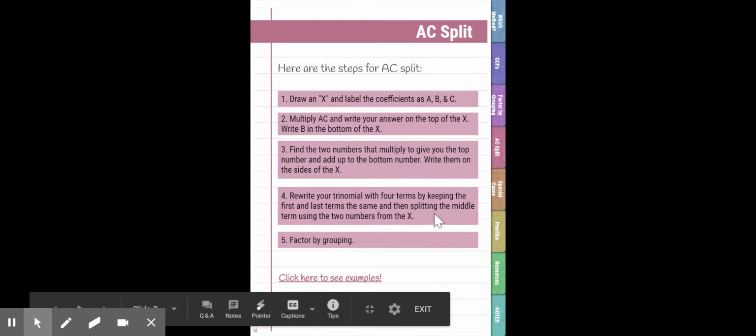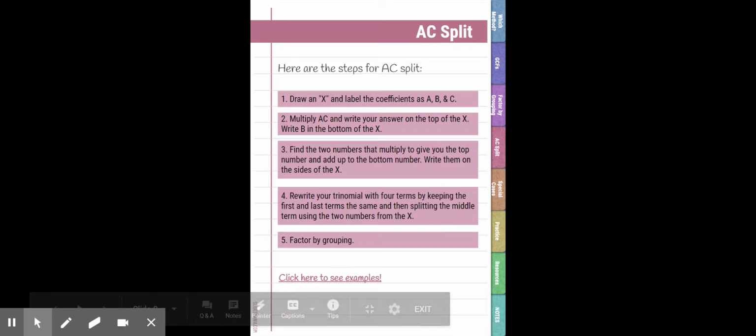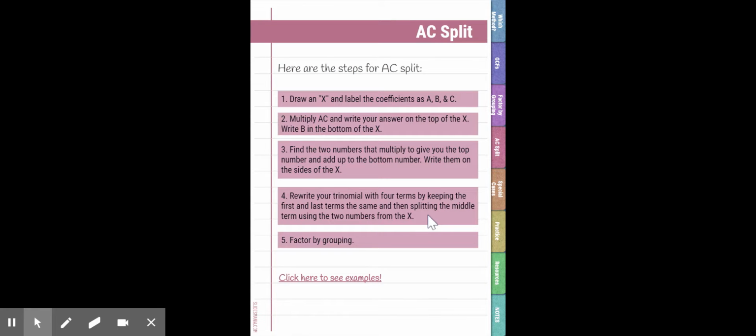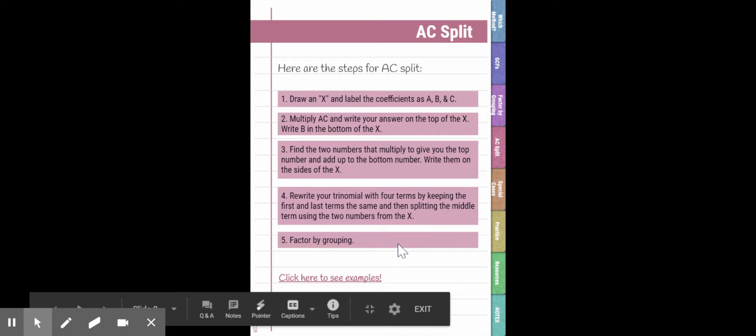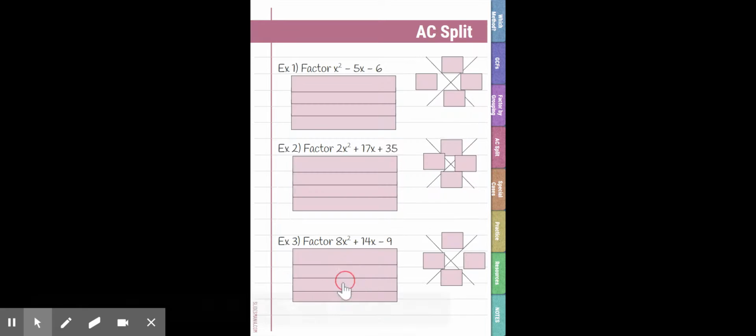You're going to rewrite your trinomial with 4 terms by keeping the first and last terms the same and then splitting the middle term using the numbers from the x. And then we're going to factor by grouping, which is what we just did. There's 3 examples of this because this is the most common method that you're going to use when you're factoring.